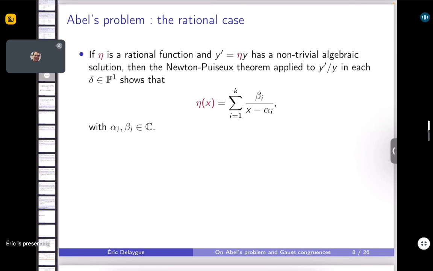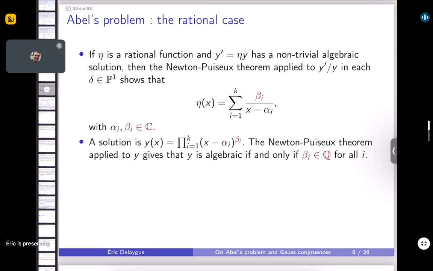Okay, so a sum of beta i over x minus alpha i, where the alphas and betas are complex numbers. Okay, so if you have a solution to Abel's problem, then in fact eta must be of this really particular form.